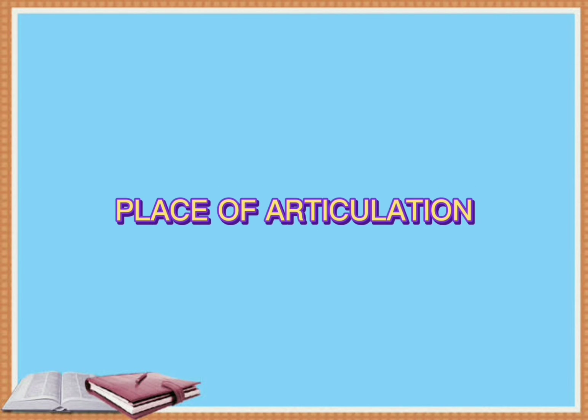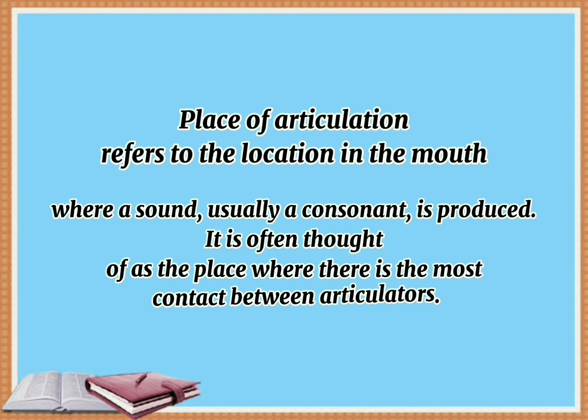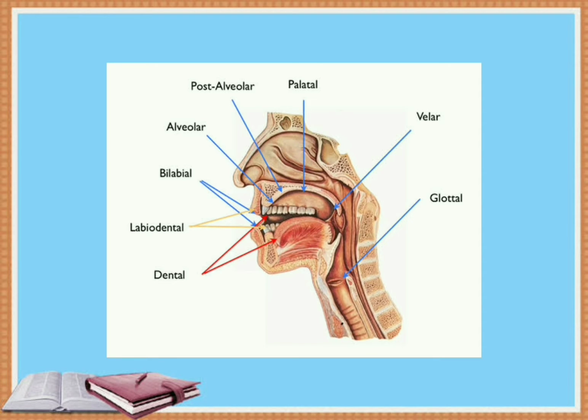Place of articulation. Place of articulation refers to the location in the mouth where a sound, usually a consonant, is produced. It is often thought of as the place where there is most contact between articulators. Place of articulation is composed of bilabial, labiodental, dental, glottal, velar, palatal, and the last one is alveolar.